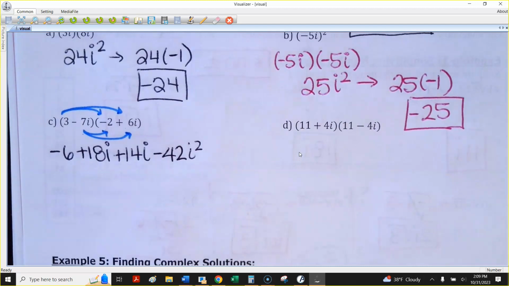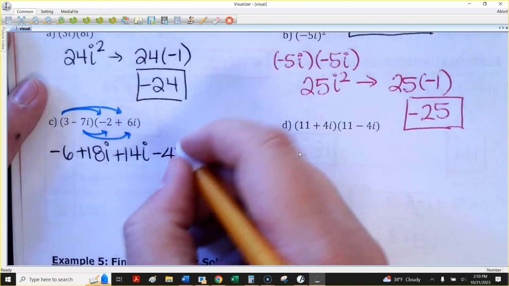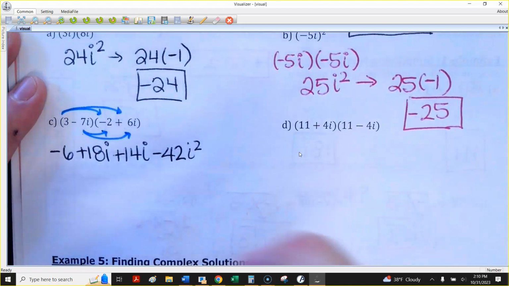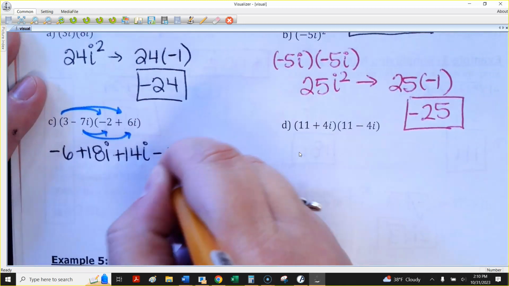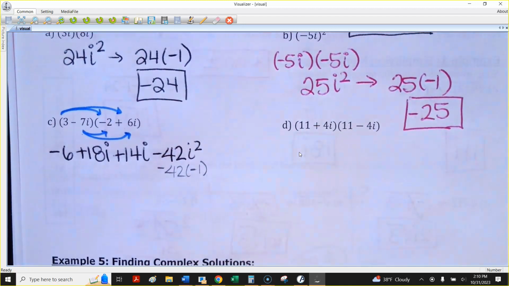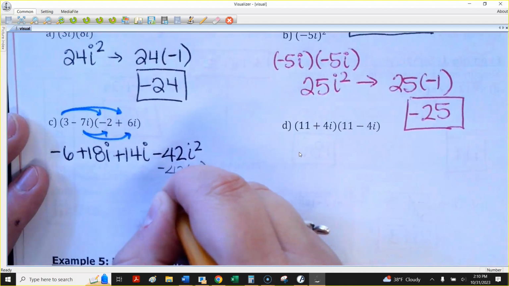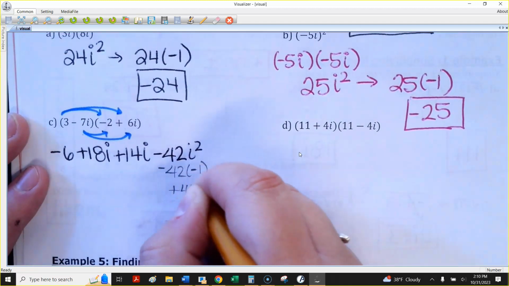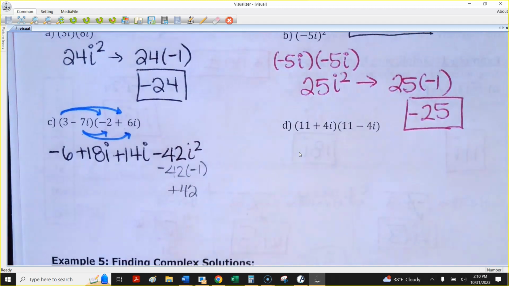Now the tricky part, if you end up with i squared, don't forget, just like we did in those last couple questions, i squared actually becomes a real number. So this last term here would be -42 times -1. If I multiply two negatives together, that term on the end is actually 42. So that last term on the end, that -42i squared, is really equal to +42.